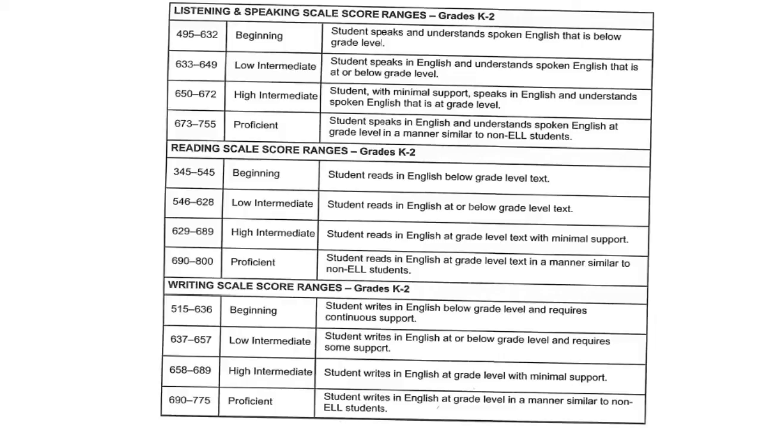This is an example of how to determine the proficiency measures for CELLA. So they have 4 levels, and this specific example is only for grades K through 2, and you can see how their skill scores are used in comparison. But the pattern here is a beginning is someone that is usually below grade level. Low intermediate would be someone that is at or below grade level. High intermediate is someone that is at their grade level. And proficient would be someone performing in a manner similar to someone that's not ELL.